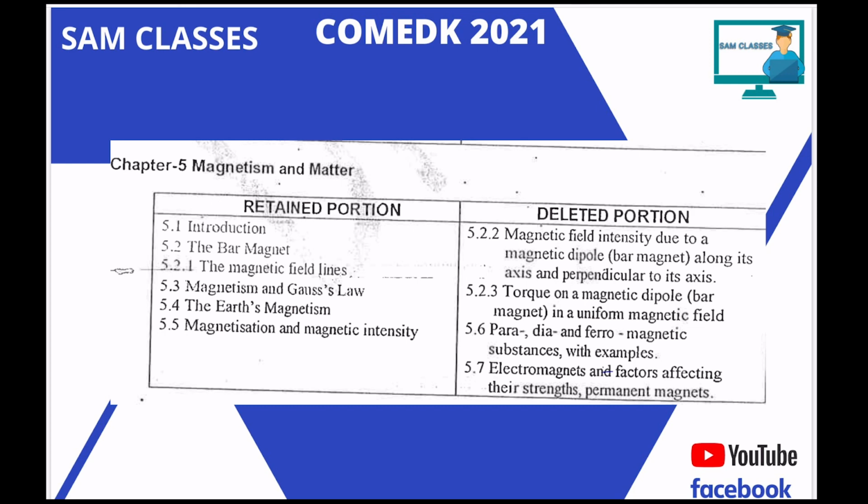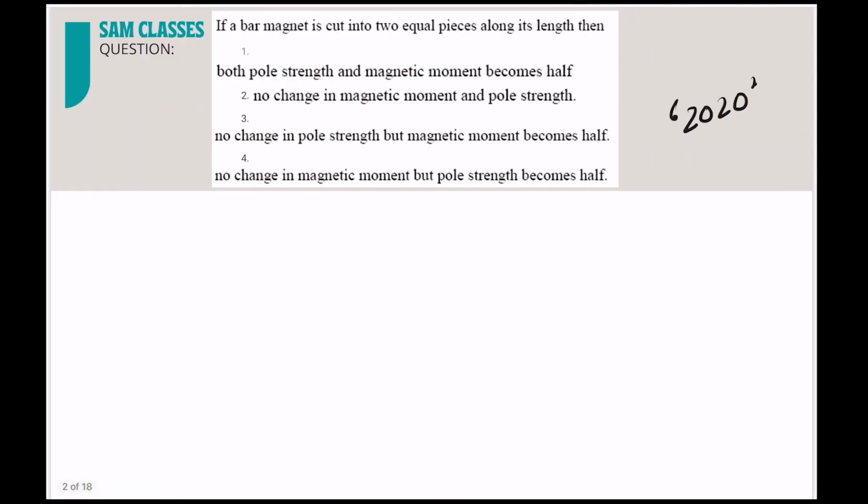So the chapter is very simple, not much. Again, same thing. You just need to go through the examples very thoroughly, and you'll be able to solve all the questions. Not much is there, just the basic formulas you should know. So let's start. The first question: if a bar magnet is cut into two equal pieces along its length.